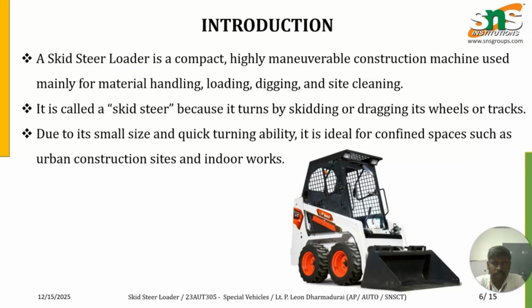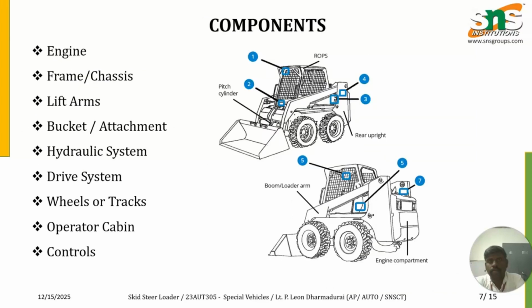Even though wheels are present in this particular vehicle, a differential steering system is followed here, rather than the orbital steering used in normal wheeled vehicles. Due to its small size, it can be used in small areas or confined spaces as per requirements. These are some components of our skid steer: engine, frame and chassis, lift arms, bucket and attachments, the hydraulic system, drive system, wheels or tracks. Most commonly the wheels are used with a differential steering system, an operating cabin, and the controls inside the operator cabin.